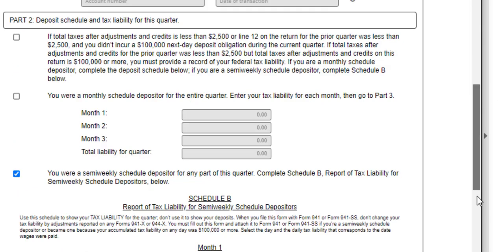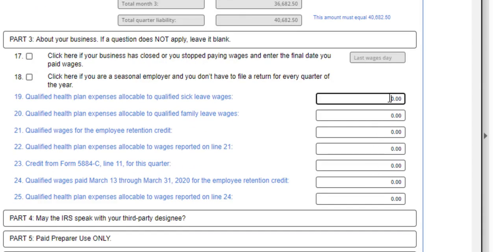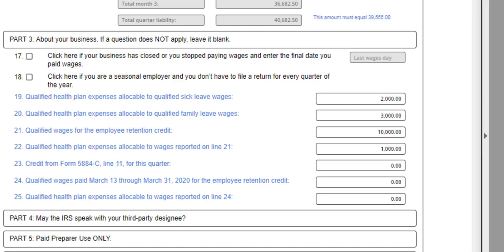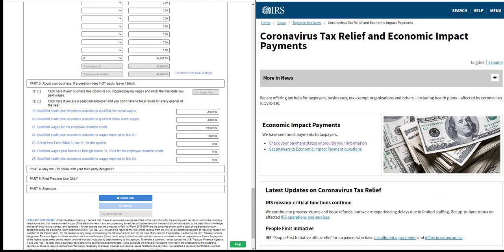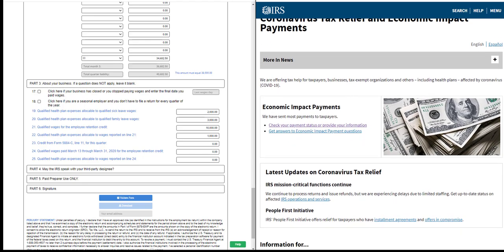In our example, we'll add 2,000 in line 19, 3,000 in line 20, 10,000 in line 21, and 1,000 in line 22. We'll also leave lines 23 to 25 empty. In the instructions, the IRS briefly describes each entry, but then relies on the taxpayer to research and understand the law. While the IRS provides only limited guidance in lines 19 through 25 themselves and doesn't provide any data check to ensure the entries are reasonable, the IRS does provide a more robust discussion earlier in the instructions and has a wealth of additional information on its website.